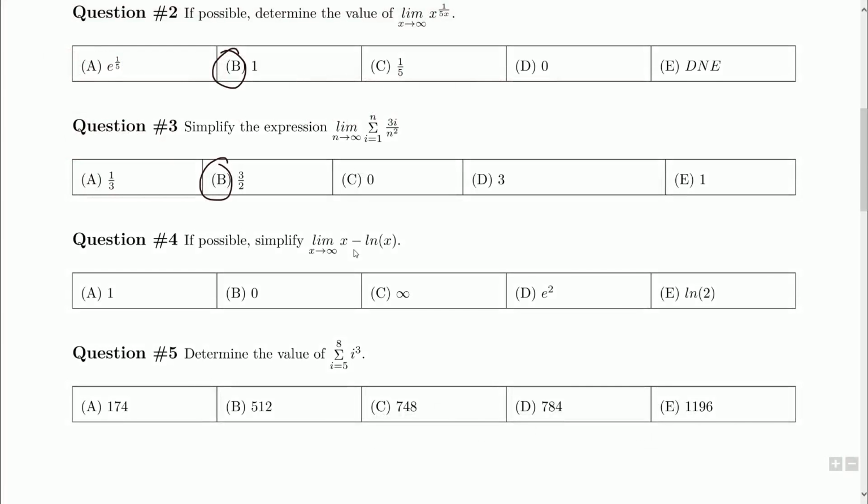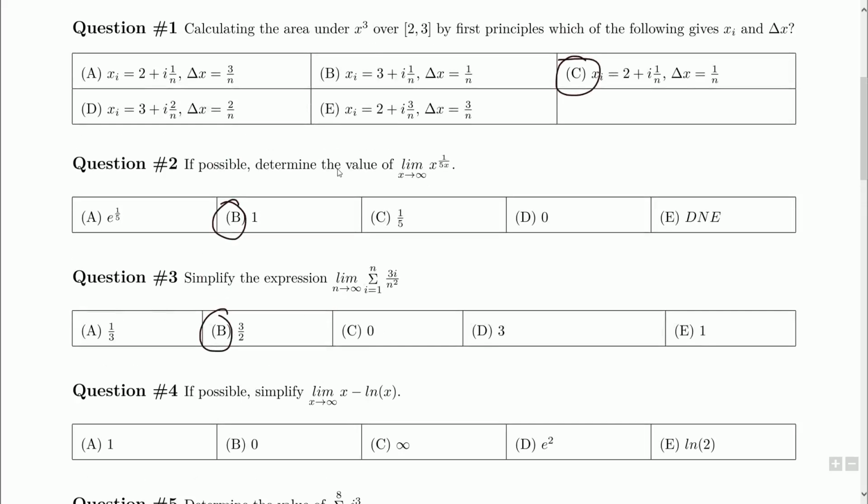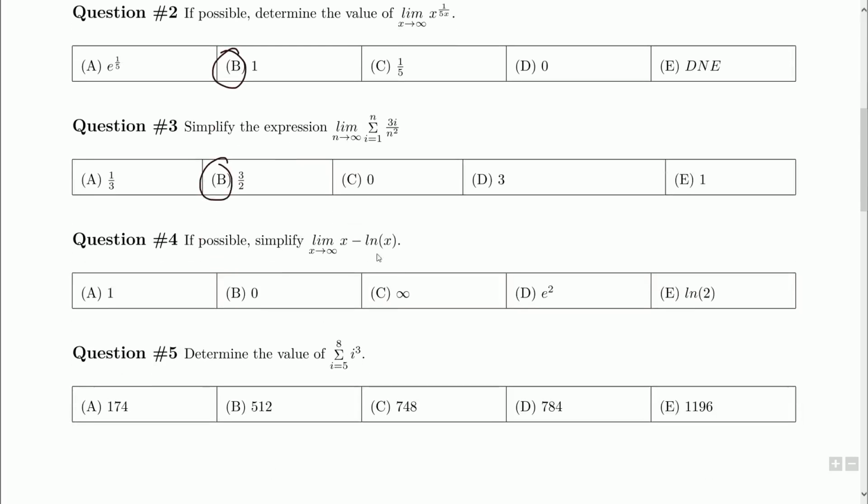We're looking at question number 4 on practice quiz number 5. If possible, simplify the limit as x goes to infinity of x minus ln x. So, okay, it's another limit question. And just as we remarked in question number 2, we haven't really been doing limits a whole lot, so it's likely going to be a L'Hopital's rule sort of thing. That's the most recent pure limit style thing that we've learned about.